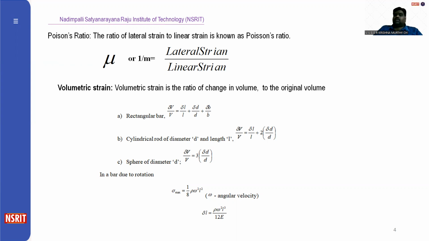It is defined as the ratio of change in volume to the original volume. For a rectangular bar, it is change in length by original length plus change in depth by original depth plus change in width by original width. For a cylinder, it will be change in length by original length plus 2 times change in diameter by original diameter. For a sphere, it is 3 times change in diameter by diameter. Okay, hope everyone is clear.